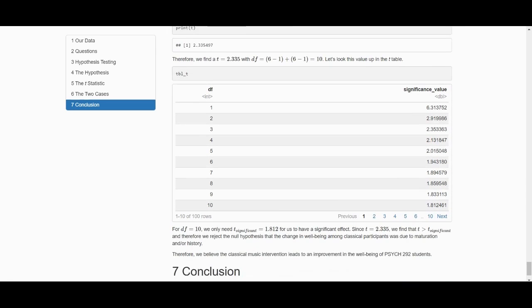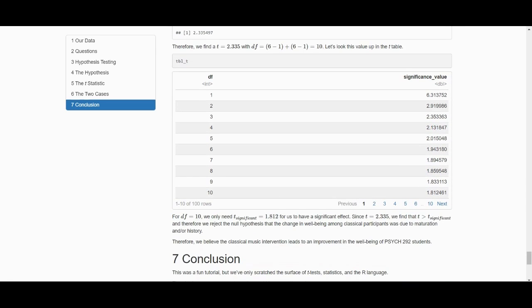Let's look this value up in the table. At 10 degrees of freedom, we find that we would need t equals 1.81 or more in order to observe a significant effect. So since our t is actually 2.335, that's much greater than the significant t we would need. So therefore, we reject the null hypothesis at the p less than 0.05 level.